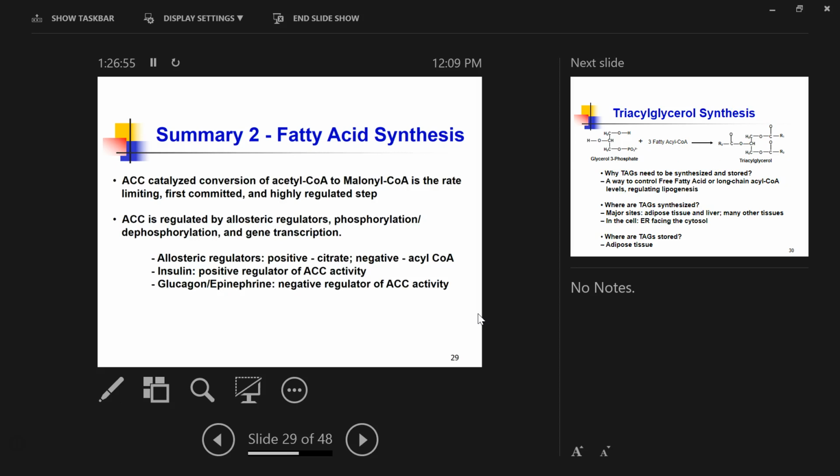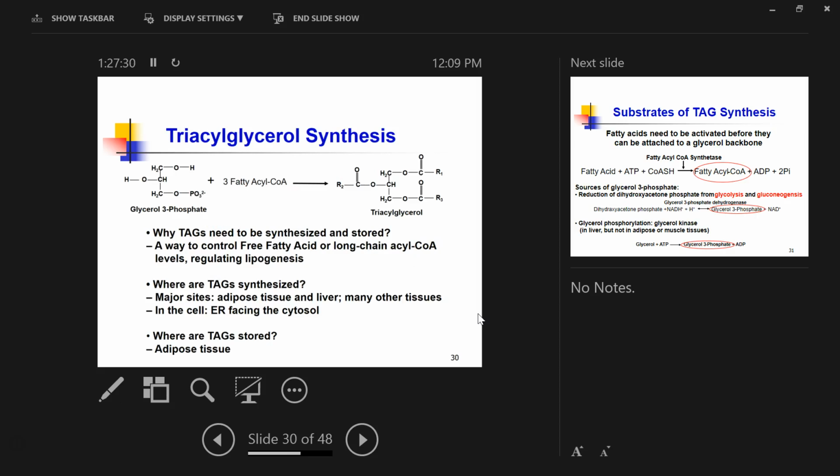And in terms of regulation, try to remember the 3 levels, right? The allosteric regulation: citrate stimulates, and long-chain acyl-CoA inhibits ACC activity. And also we mentioned AMPK, right? The kinase is upregulated under the fasting condition and inhibits ACC and inhibits lipogenesis. All right, any questions about lipogenesis?